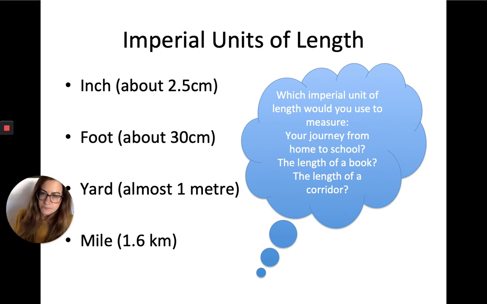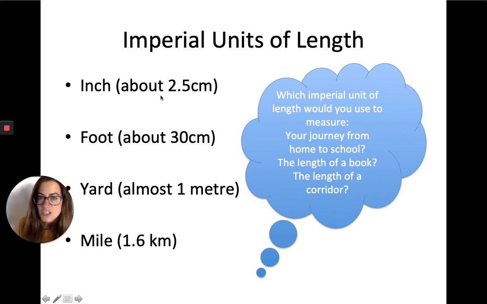So let's talk about imperial units just for length. So just like we have things like millimetres, centimetres, metres and kilometres in metric, we have a similar system in imperial. So the smallest unit of imperial is an inch, then we have a foot, a yard and a mile. A mile is sort of what we would use in a similar way as a kilometre.